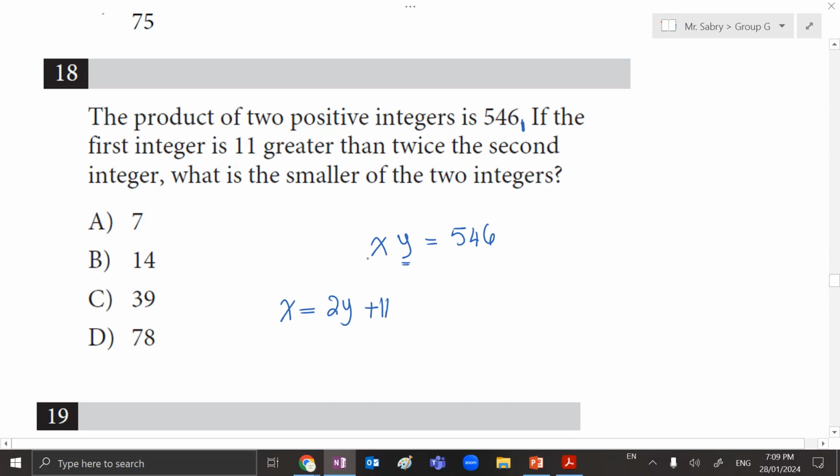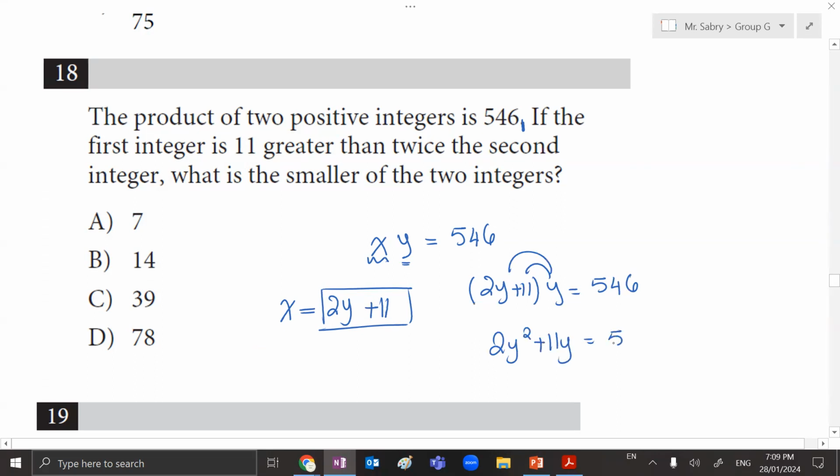So I'll substitute in place of this x with 2y plus 11. So I'll say here 2y plus 11 in a bracket multiplied by y is supposed to equal 546. I'll distribute the y, so I have 2y squared plus 11y equals 546. This looks like a quadratic. So I'll move everything to one side and make it equal to 0: minus 546 equals 0.